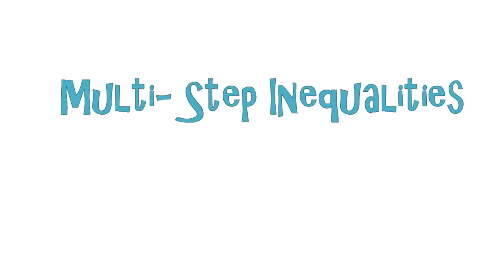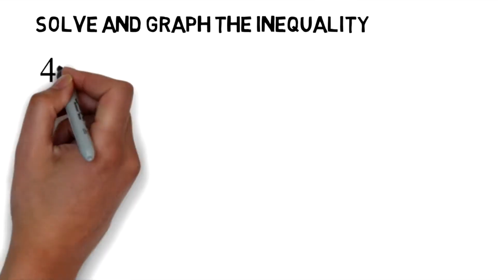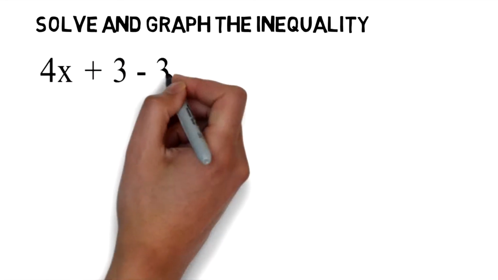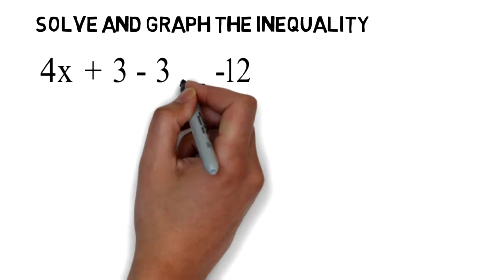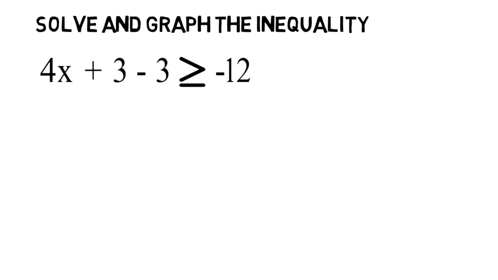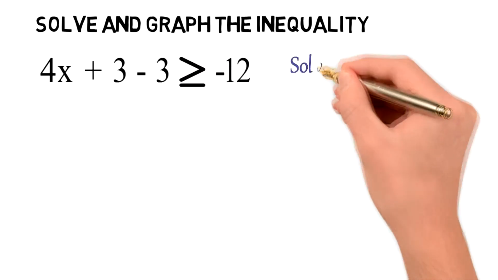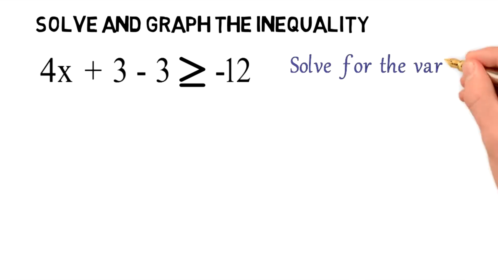Multi-step inequalities. Please solve and graph the following inequality: 4x plus 3 minus 3 is greater than or equal to negative 12. So what are they asking?